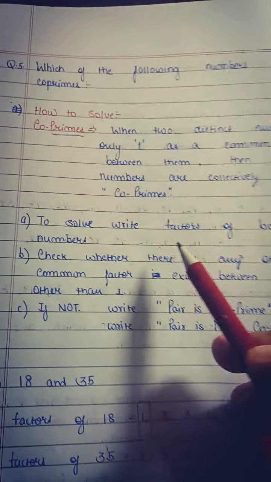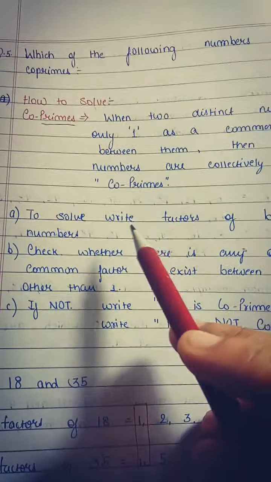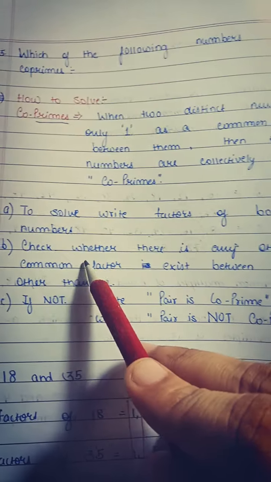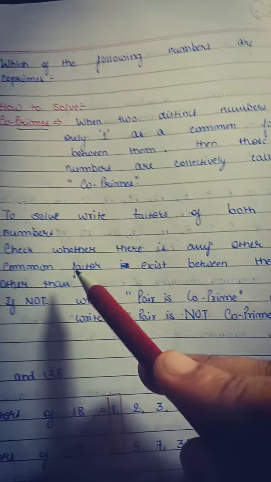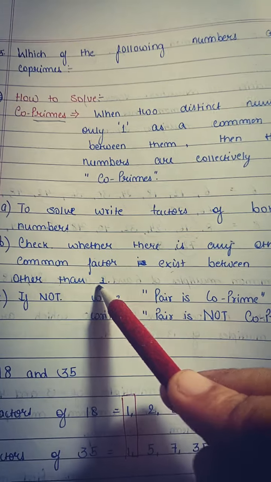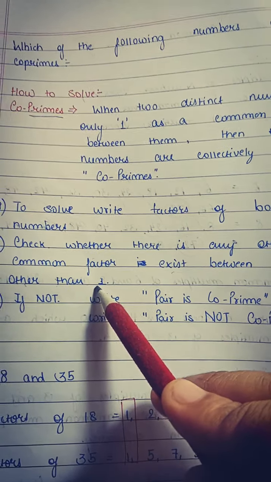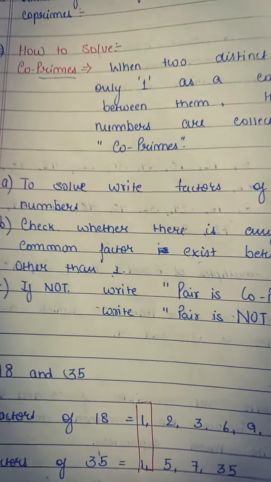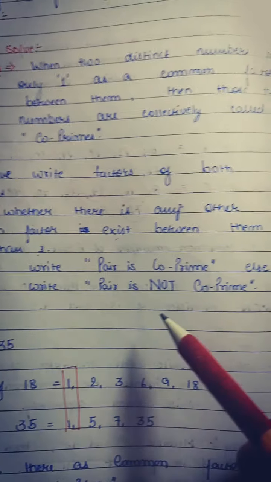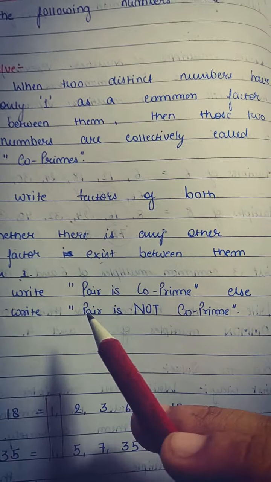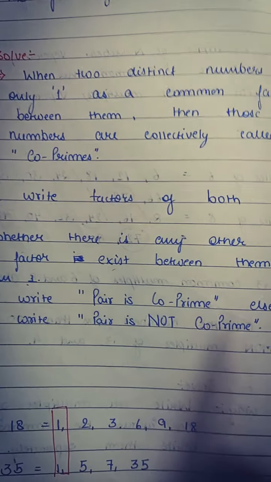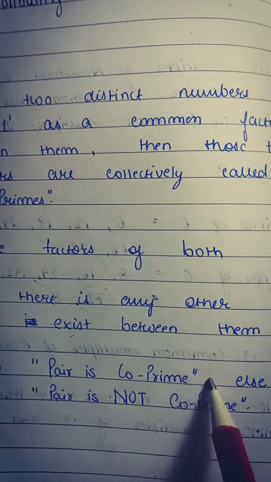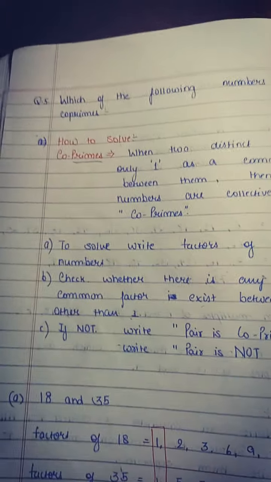For example, to solve this question, what to do? Write the factors of both the numbers separately. Check whether any other common factor exists between them other than 1. Okay. If you find any other common factor other than 1, write the pair is not co-prime. And if you find that there is only one common factor, that is 1, then you have to write the pair is co-prime. Okay. Let me clear you again.